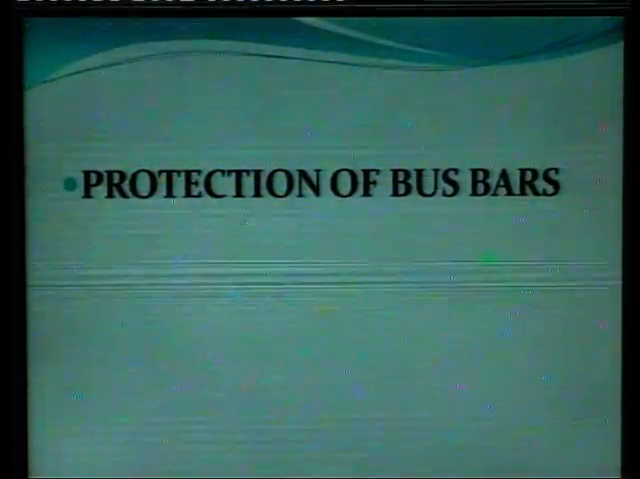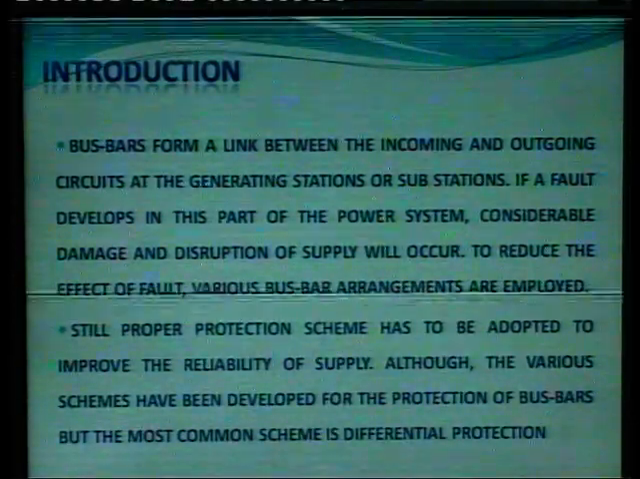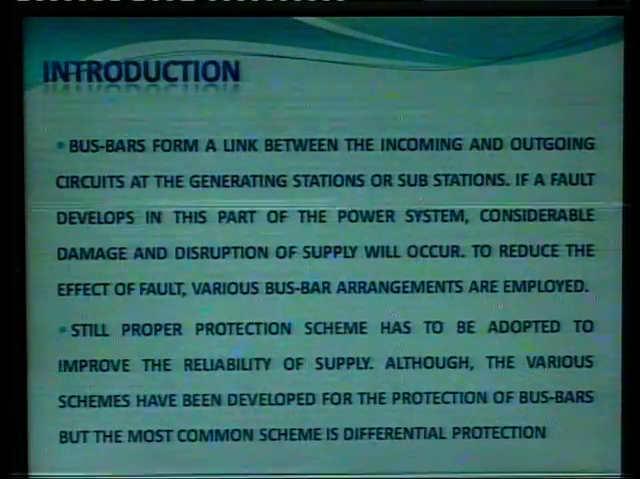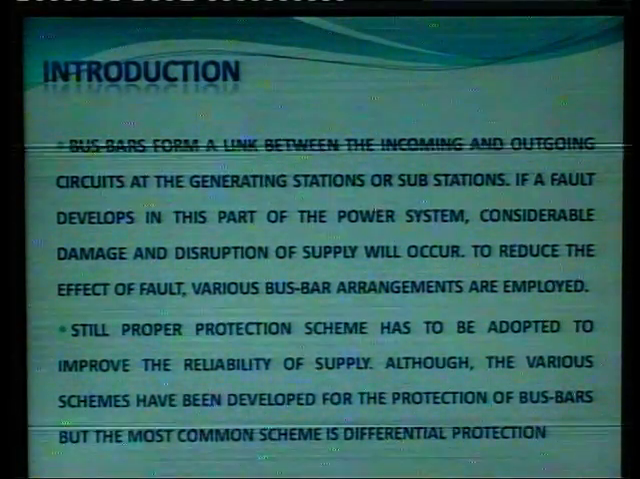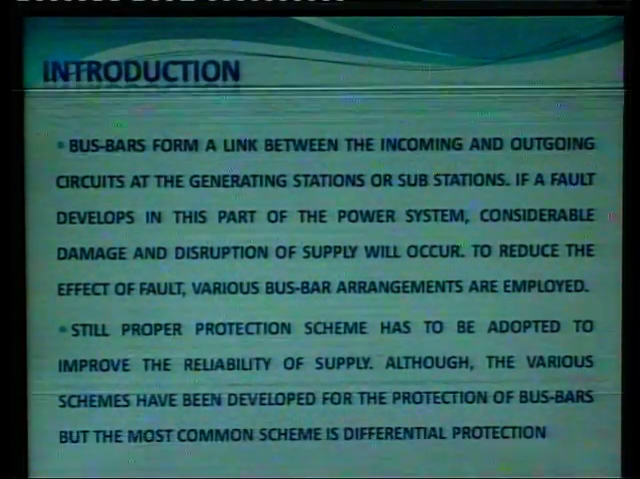The next is protection of bus bar. So, after the zone discrimination and the protection methods, that is the primary protection and backup protection, now, let us begin with the protection of bus bars. Now, first of all, introduction. What is basically a bus bar? Bus bar forms a link between the incoming and outgoing circuits at the generating stations or substation.